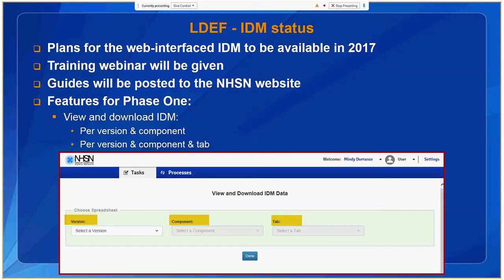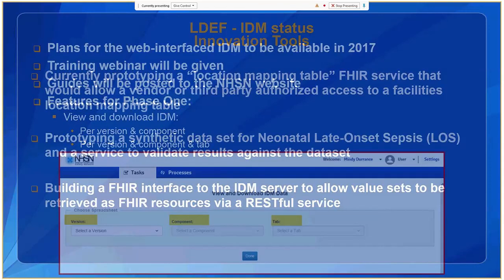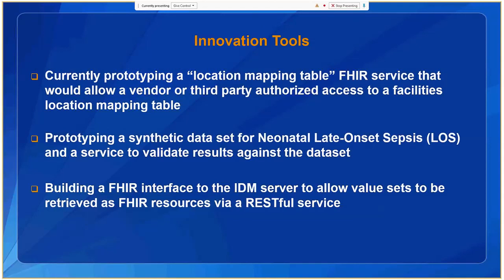It will be the phase 1. It'll be to view and download. We'll have it per version and per component. And then as you can see highlighted in yellow, you can see version, component, and tab. It is going to be a little bit different. I've been combining several different IDMs to what I call the vendor IDM, and we'll need to include in our training where to go for different information in which IDMs. Next slide.